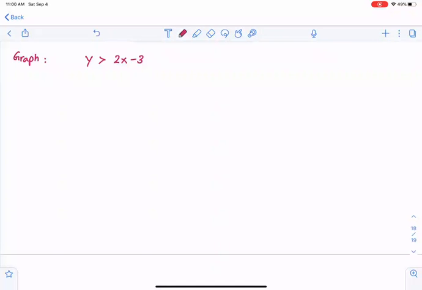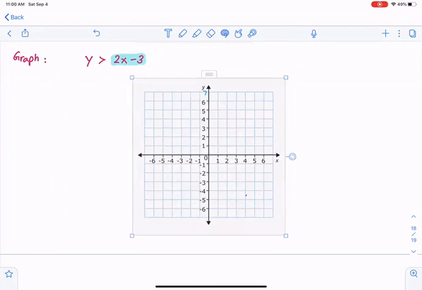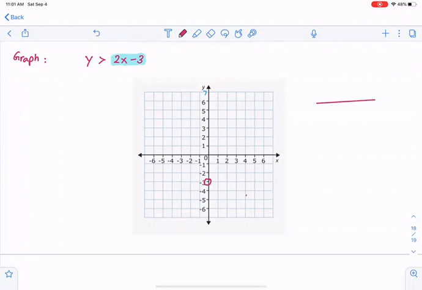So here we have y greater than 2x minus 3. We have a linear function on that side. I know the y-intercept, which is -3. And it is a greater than sign, so I have to put an open dot. And the line that I'm going to draw is going to be a dotted line.